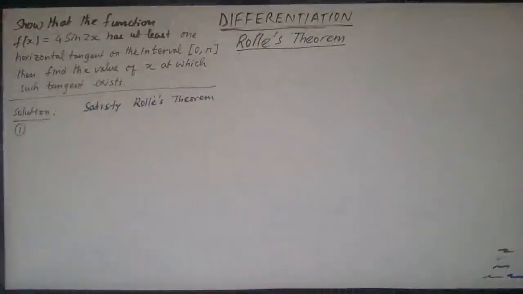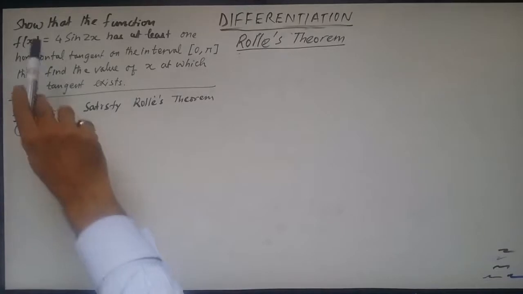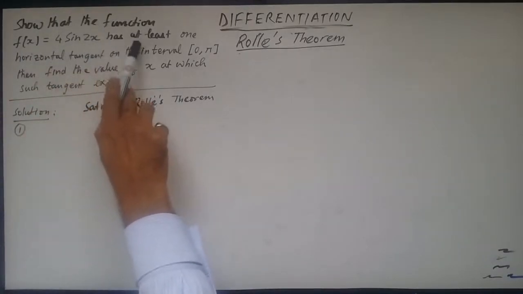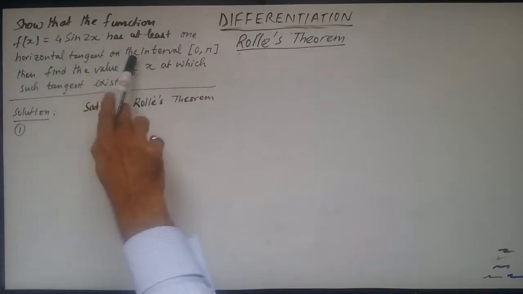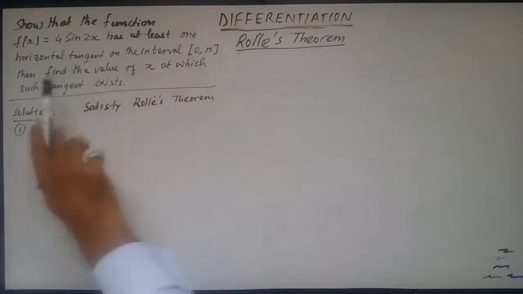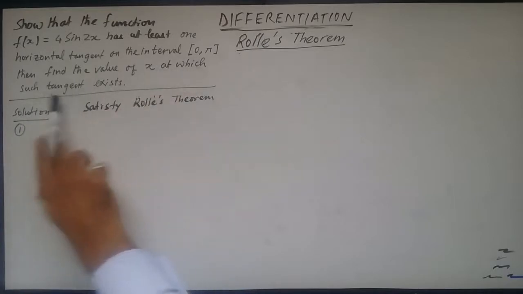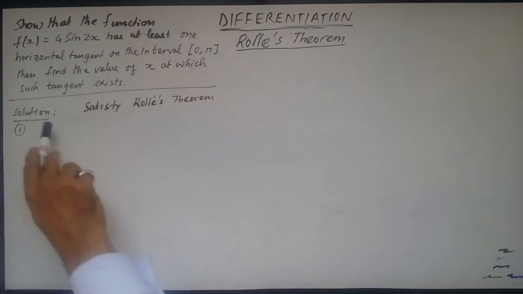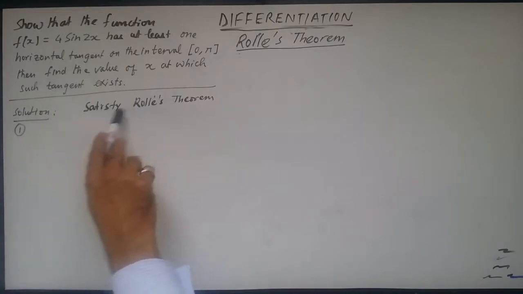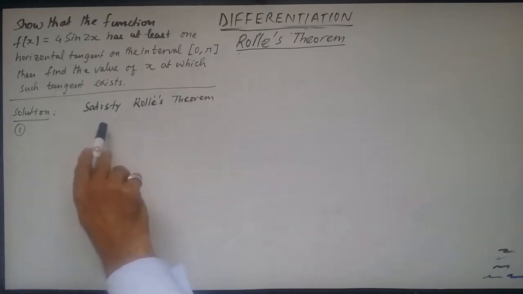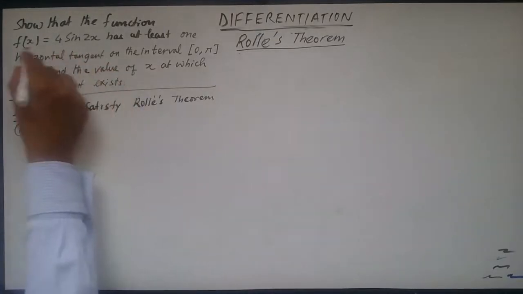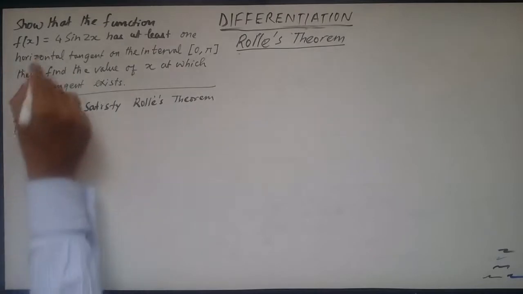Hello everyone, in this lecture I'll be taking another example on Rolle's theorem. So this is an example. Show that the function f(x) = 4 sin 2x has at least one horizontal tangent on the interval 0 to pi. Then find the value of x at which such a tangent exists. So the first thing we have to do is to see whether the conditions of Rolle's theorem are satisfied or not. Let's plot the graph of f(x) = 4 sin 2x.